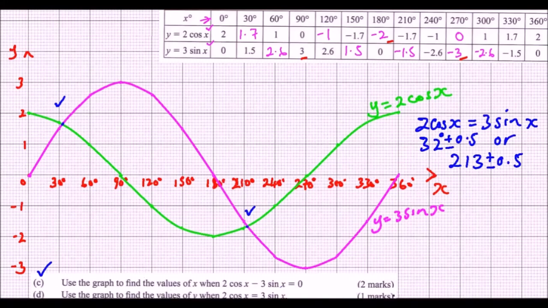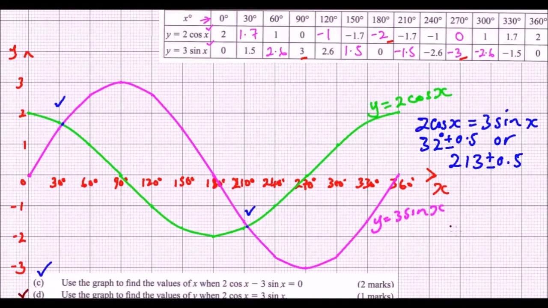So the last part of the question is part D. This part D, we are told use a graph to find the values of y when 2 cos x is equal to 3 sin x. In the previous part C, we read the values of x when 2 cos x is equal to 3 sin x. So we now read the values of y. So we start this one.